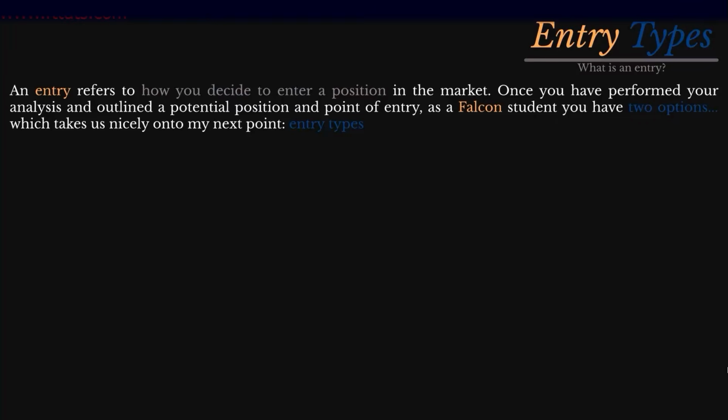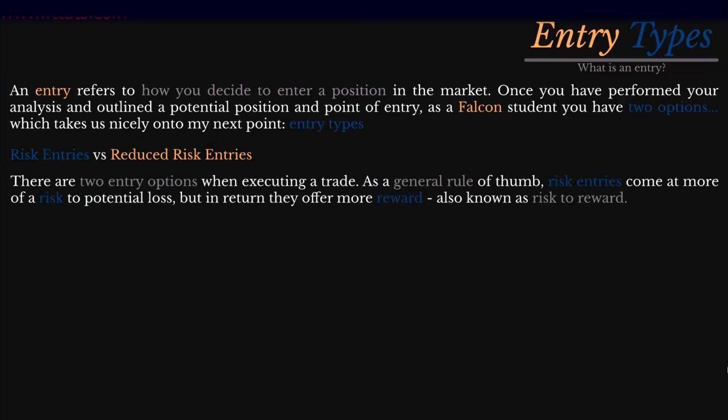So the next part that we want to focus on is our actual entry types for us to actually get into those positions. Now, an entry refers to how you decide to enter the position in the market. Once you've performed your analysis and you've outlined the potential position and the point of entry, as a Falcon student, you're going to have two options, which takes us nicely onto the next point, which is the entry types, of course. So let's take a look at what they are: risk entries and reduced risk entries. So we keep it as simple as possible of how we enter these positions.